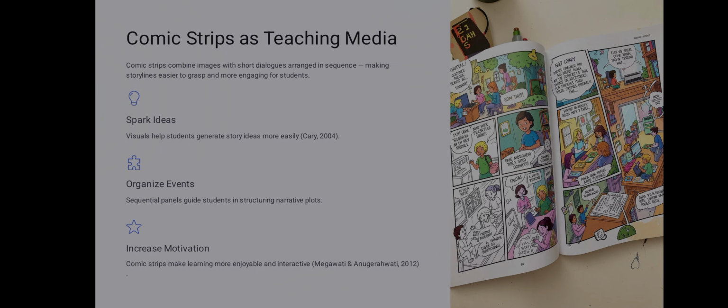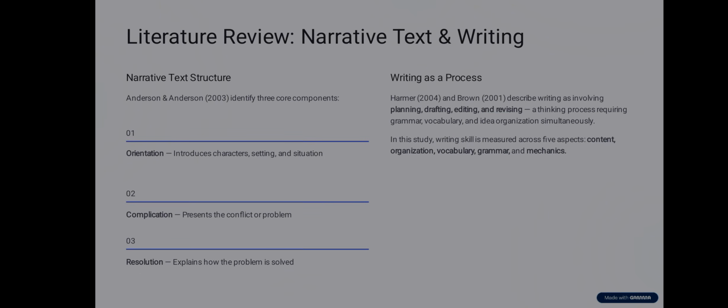Next, I would like to explain the theoretical foundation of this study. This research focuses on narrative text. According to Anderson, a narrative text consists of three main components: orientation, complication, and resolution. Orientation introduces the characters, setting, and situation of the story. Complication presents the conflict or problem faced by the characters, and the last, resolution, explains how the conflict is solved.